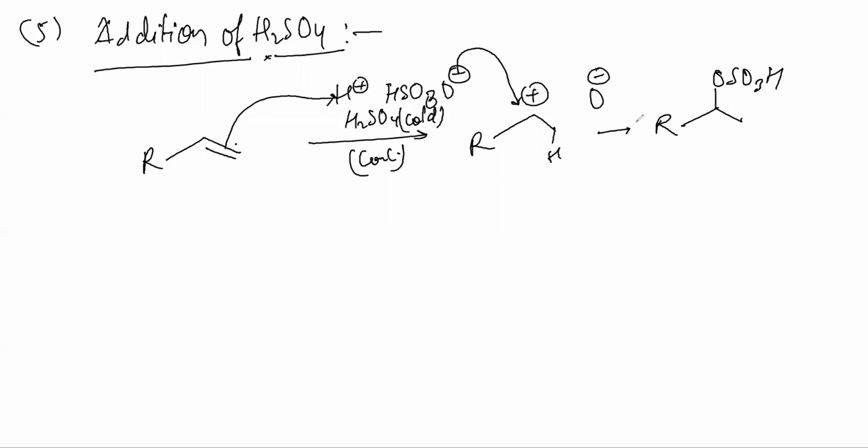Now let me tell you, if you treat it with water, just understand this thing. HSO3 will be easily removed. This oxygen lone pair will attack here, and this O will be simply removed by SN2 mechanism. So what will we get? We will get R-OH like this plus H2SO4.